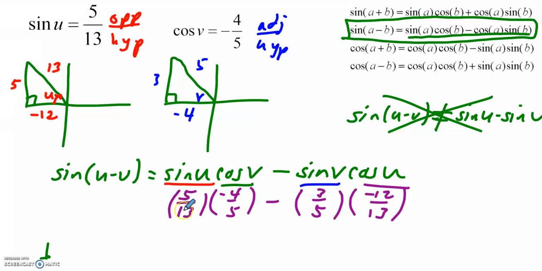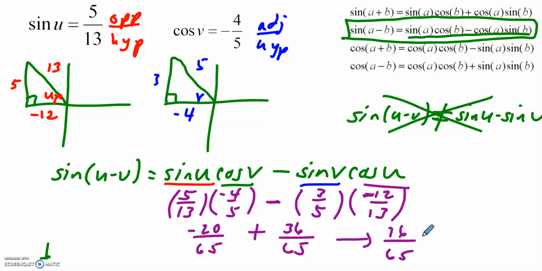So if we continue with this problem and multiply it through, this would be negative 20/65 minus, well, I have minus a negative, so I'm going to change that to plus 36/65. And now that these have the same denominator, which is quite handy, if I do 36 minus 20, I get 16/65 as my final answer.